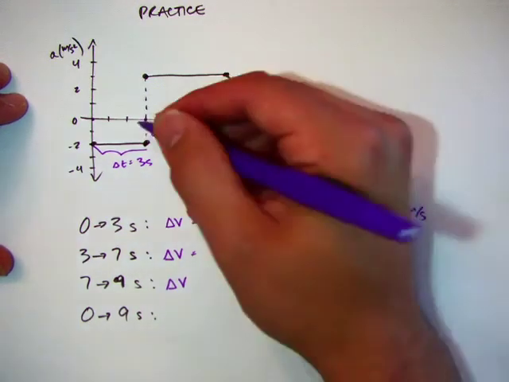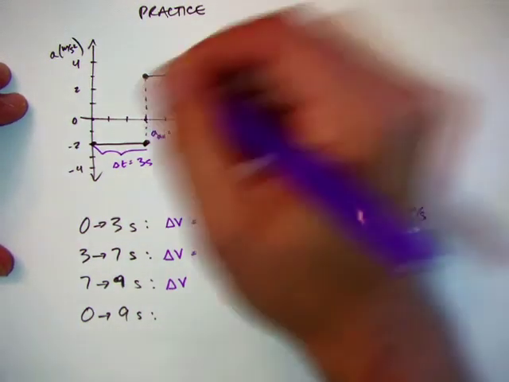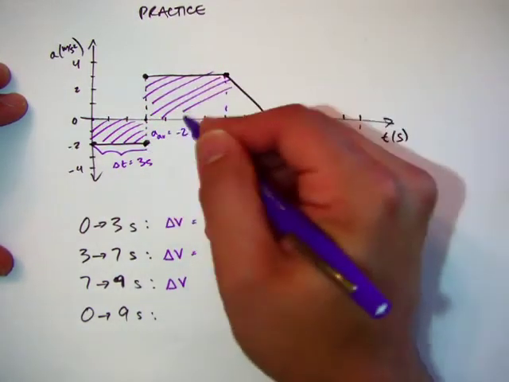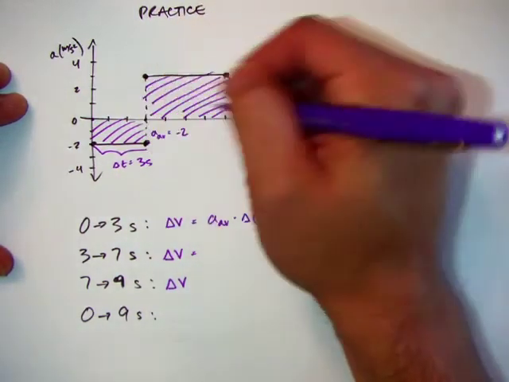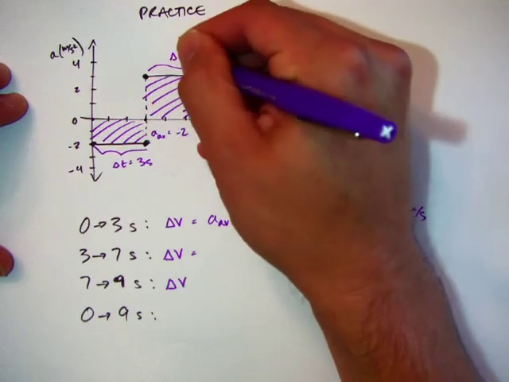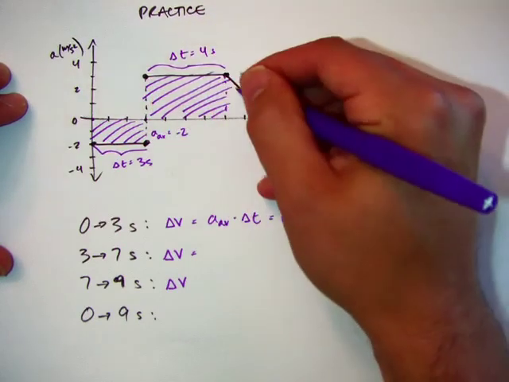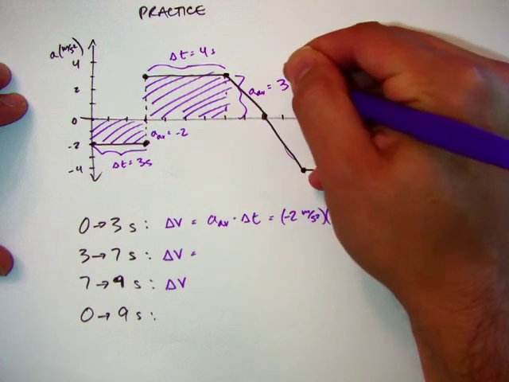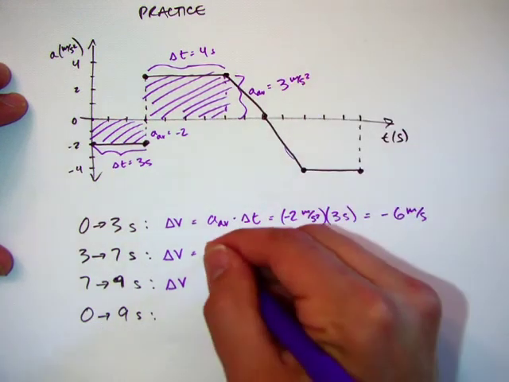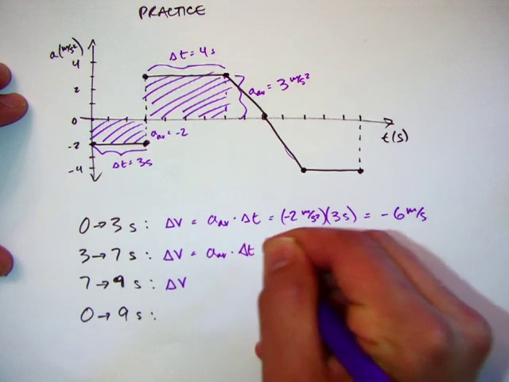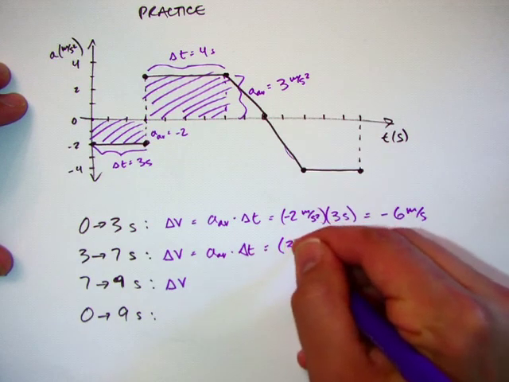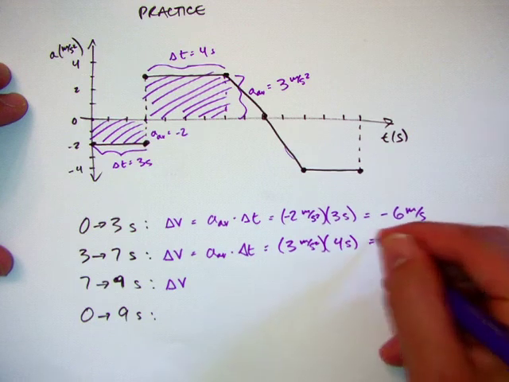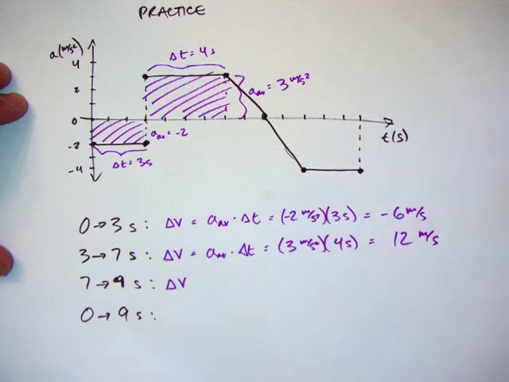Now from 3 to 7, and that's the area of this graph. From 3 to 7 I have this graph. I go from 3 to 7, my delta T is 4 seconds. My A average is +3 meters per second squared. So A average times delta T is +3 meters per second squared times +4 seconds, which gives me 12 meters per second.